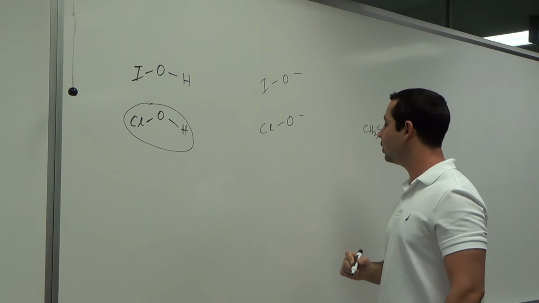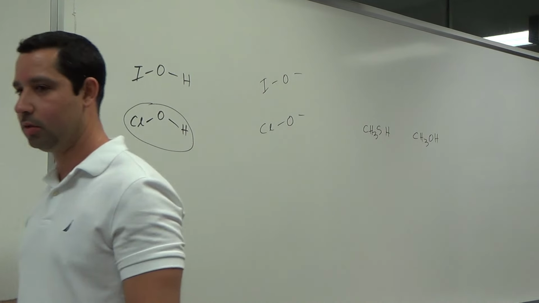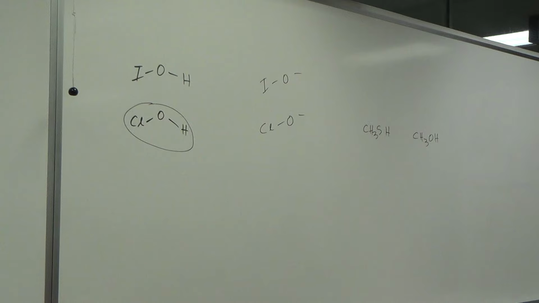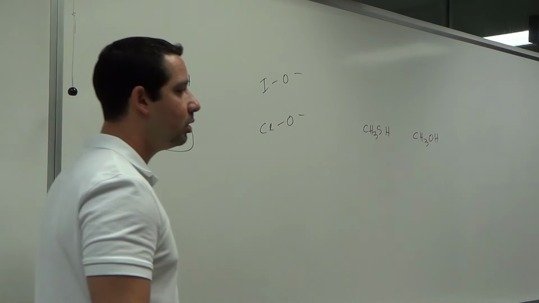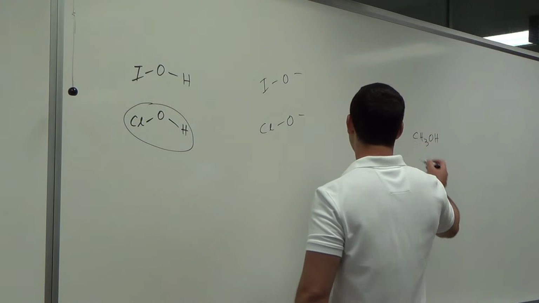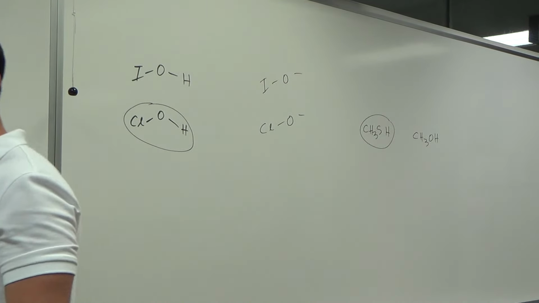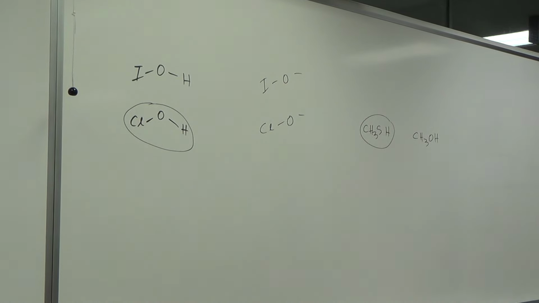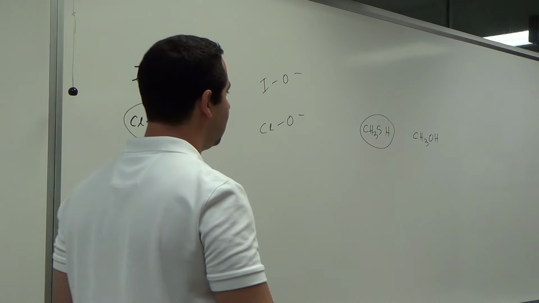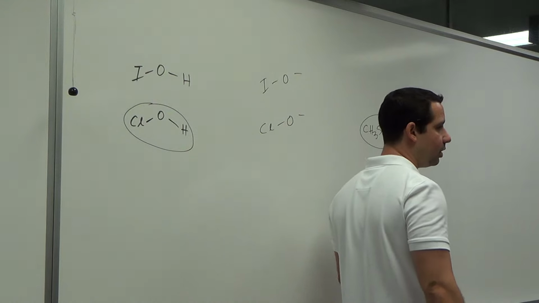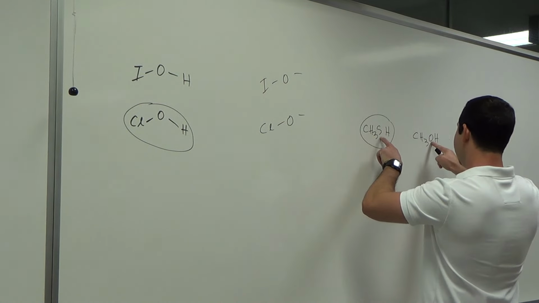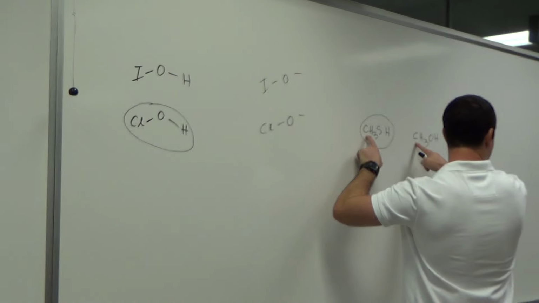Which of these two do you expect to be more acidic? CH3OH or CH3SH? CH3SH. Because the acidic proton is on which element? Is it on the sulfur or on the hydrogen? On this element or on the carbon? No, it's the sulfur.